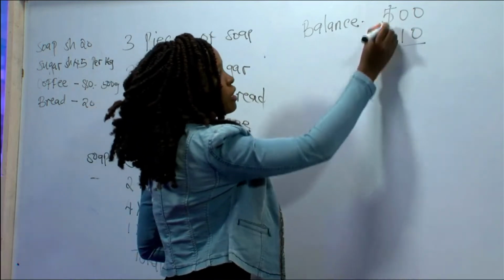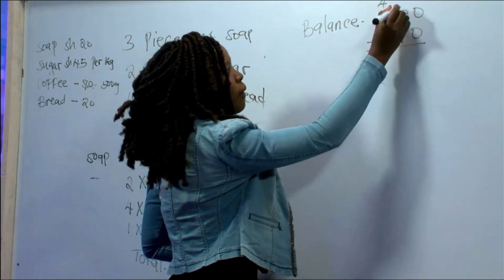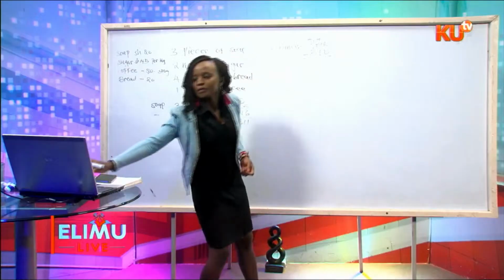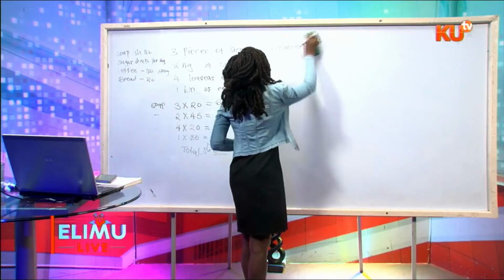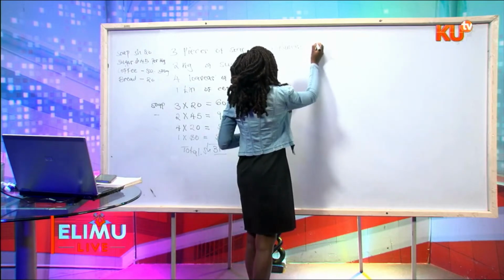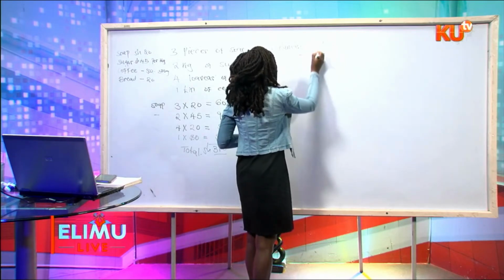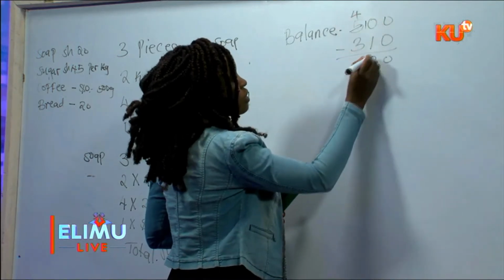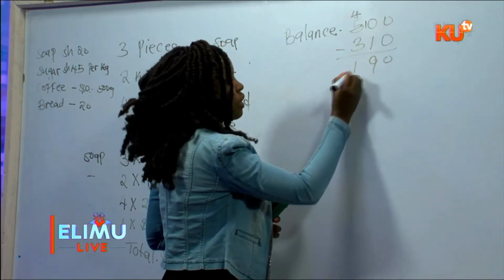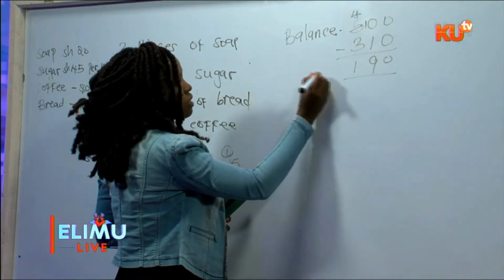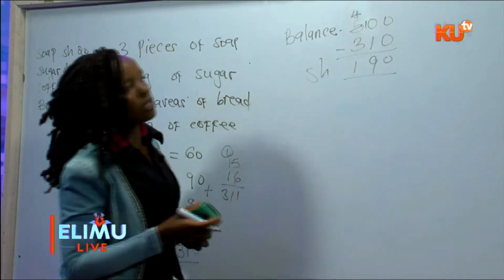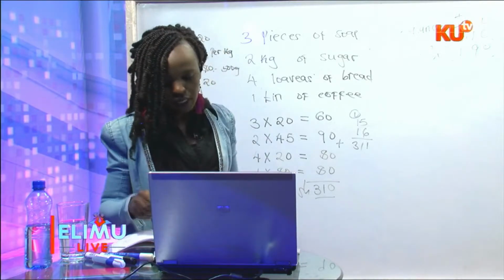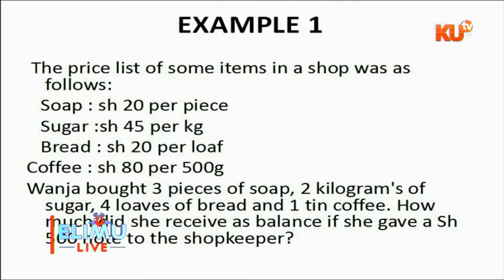500 minus 310. So we borrow from here, we get 4, 1. 10 minus 1 is 9. 4 minus 3 is 1. So we get the balance was 190 shillings. So that is example 1. We look at example 2.